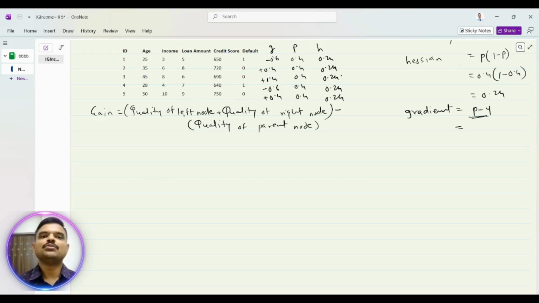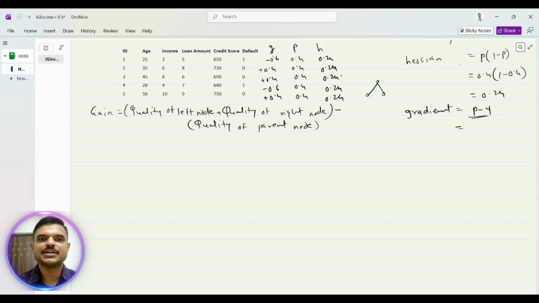Okay. So what is meant by left node and right node? For example, if we have this parent node, then this is the left node and this is the right node. And this node means this particular feature. For example, if we take loan amount 6, whether it is less than 6 or more than 6, this will be a parent node. Then less than 6 and more than 6 are the splits, left split and right split. Similar with income, similar with age, whether it is less than 35 or more than 35, or credit score.